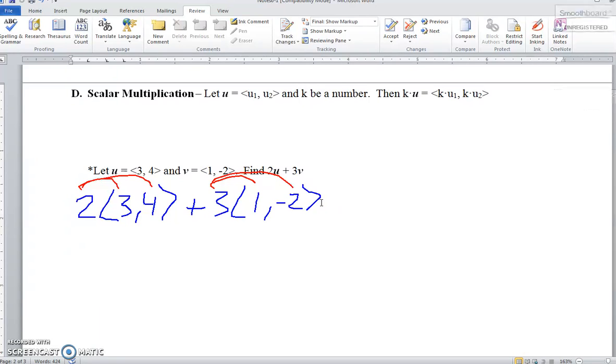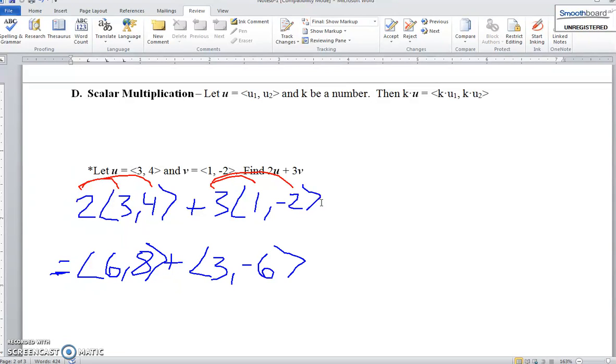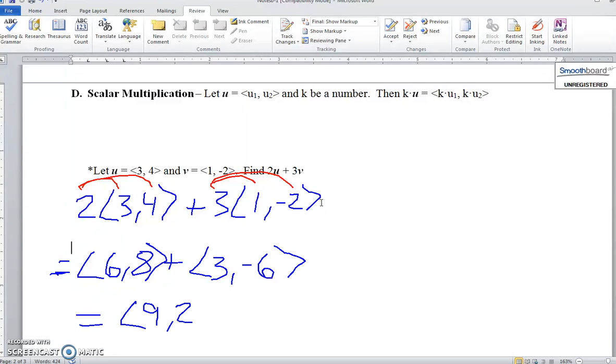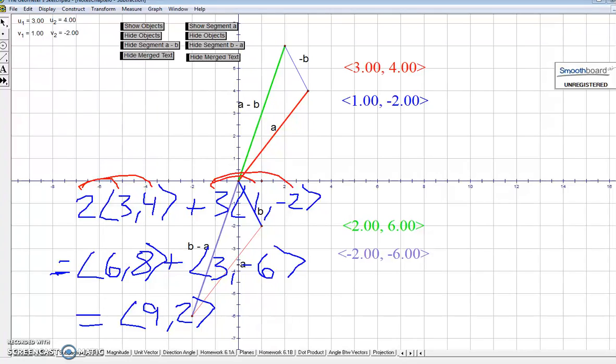If we did that, we would end up with 6 comma 8 plus, oops, missing some notation there, so the vector 6 comma 8 plus the vector 3 comma negative 6, and then I just need to add those together like we did in the previous example. So that would get me 9 comma 2, it looks like. Okay, so I think all that is fairly straightforward, but again, let's just go to Sketchpad, show you visually what that might look like, or at least what part of that might look like.